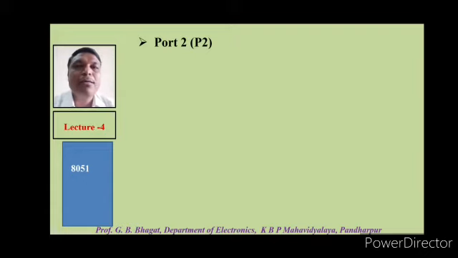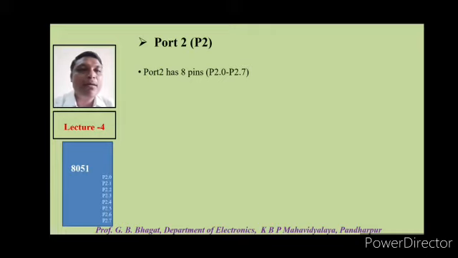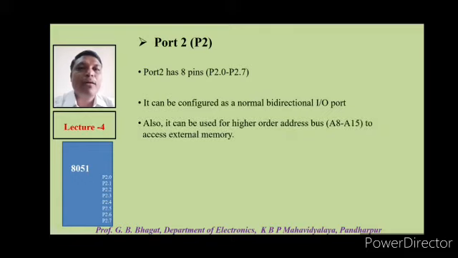This is all about the function of port 1. Next, let us see port 2. Port 2 has 8 pins ranging from P2.0 to P2.7. It can be configured as a normal bidirectional IO port. Also, along with this bidirectional IO function, it can be used for the higher order address bus, that is, A8 to A15 pins, to access the external memory.